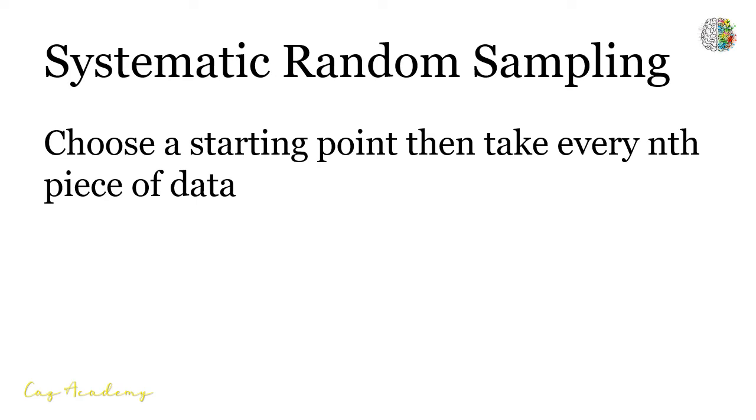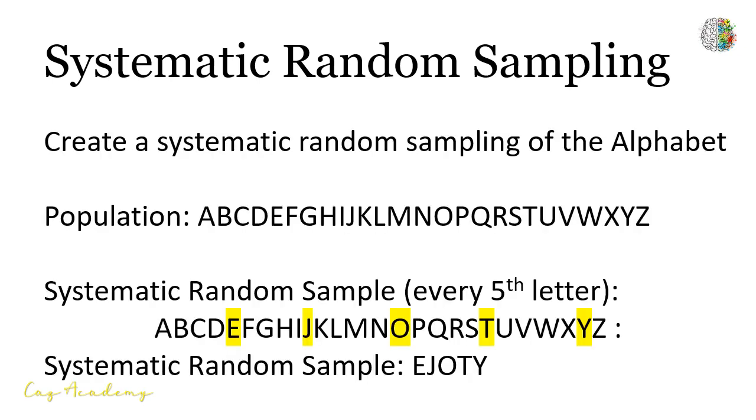The next type of experimental random sampling is called systematic random sampling. This is when you're going to choose a starting point, then take every nth piece of data. So let's look at some examples. Let's say your problem says to create a systematic random sampling of the alphabet. So that means our population will be the 26 letters of the alphabet.